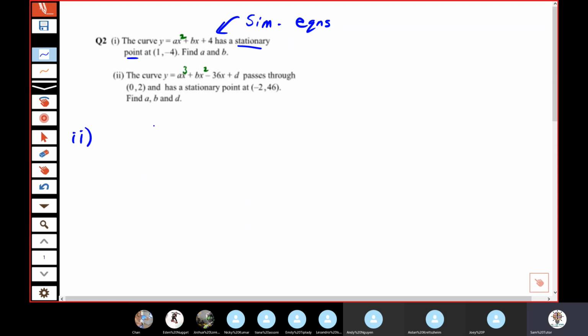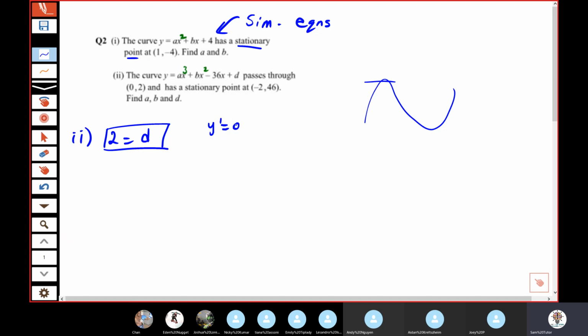Double A. The curve passes through this, so I would have substituted 0 and 2 in. You get y as 2, x is 0, which means everything cancels out, and you would get d equals 2. It has a stationary point at -2 and 46, so we know something. If it's a stationary point, it must lie on the curve, but we also know that y dash equals 0. So we know two things, not just one thing.